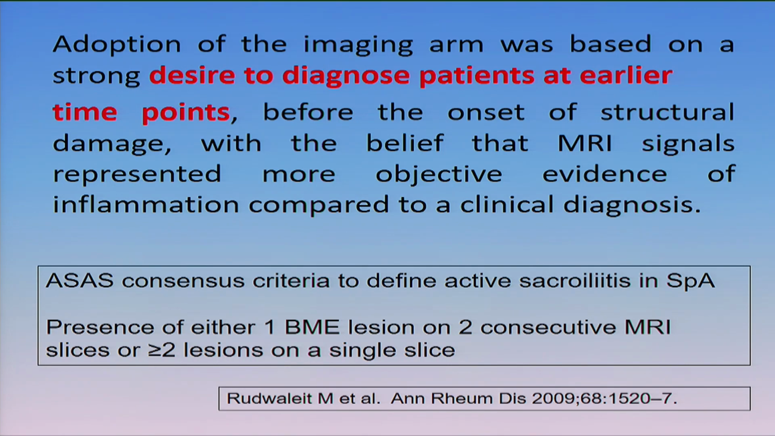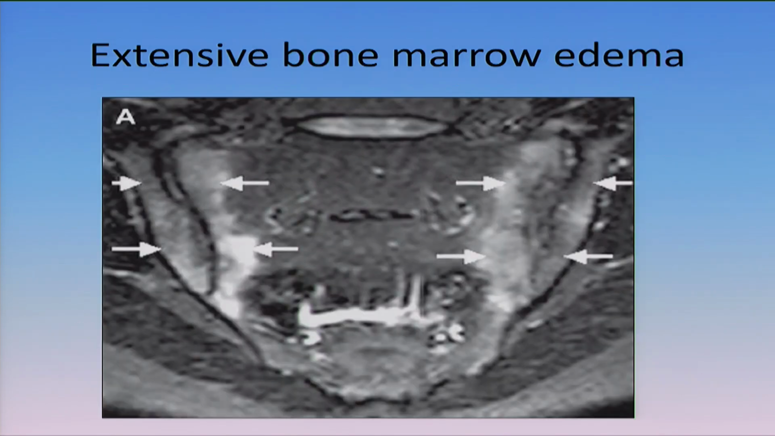In the newer criteria, the key thing on the MRI, as I'm sure would have been discussed yesterday, is the presence of bone marrow edema. And these are the MRI criteria for axial SPA in the ASAS criteria. That's the presence of either one bone marrow edema lesion on 2 consecutive MRI slices, or 2 or more lesions on a single slice. And this is basically for trained radiologists and rheumatologists who are trained in looking at this type of MRI.